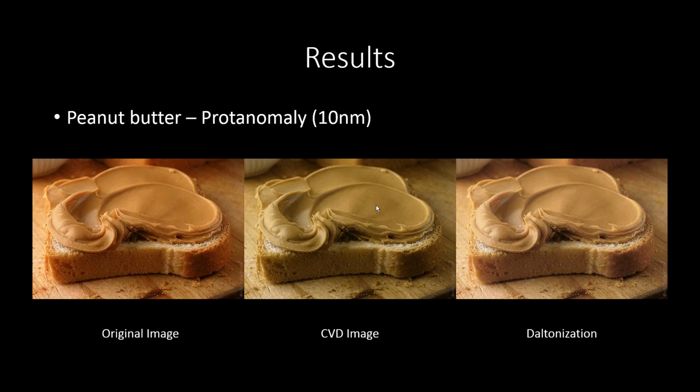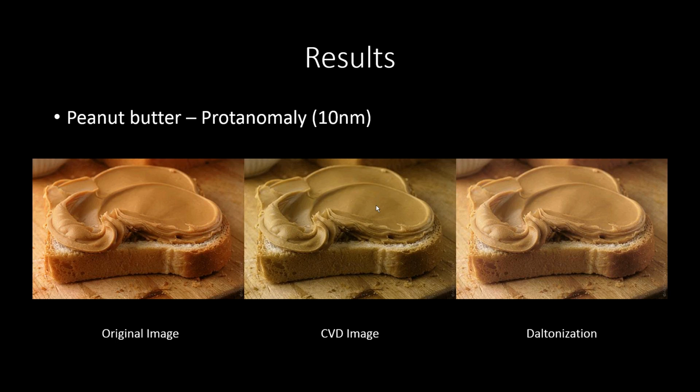So this is a peanut butter example. Basically, the center image shows what a protanomalous user would see if they have a 10 nanometer shift in their cone vision. The original image on the far left shows what a color proficient individual would see. The CVD image is the simulated result of what they would see, and the Daltonization image would help them perceive the differences in colors in the image.